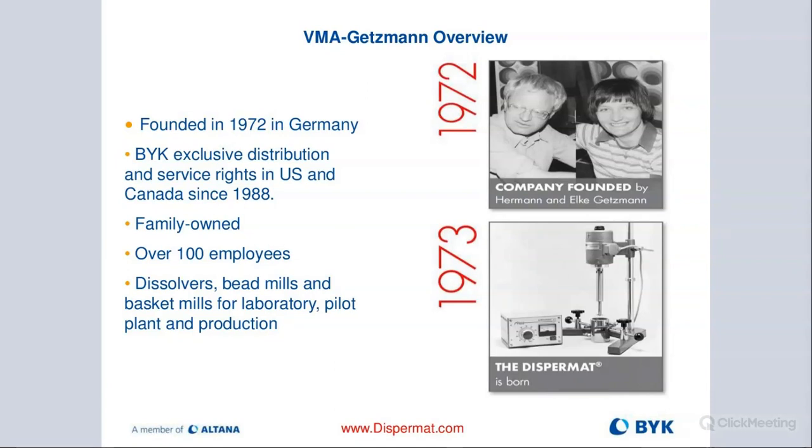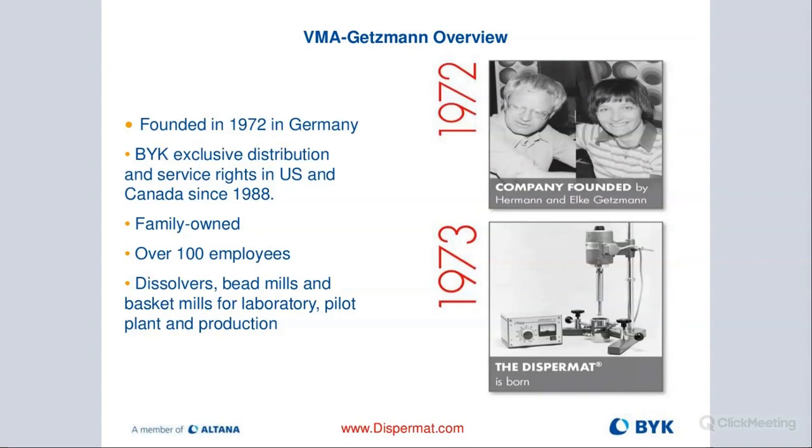BYK-Gardner, or BYK, has had an exclusive distributorship with VMA-Getzmann since 1988. The old CEO of BYK brought the units over to the US. They had it at BYK USA in their labs. They brought customers in to show them the labs and how everything functions. And then customers came back and said, wow, we really like the Dispermat. It looked really neat. And that was the reason why we brought them on board and offer that solution here in the US and Canada.